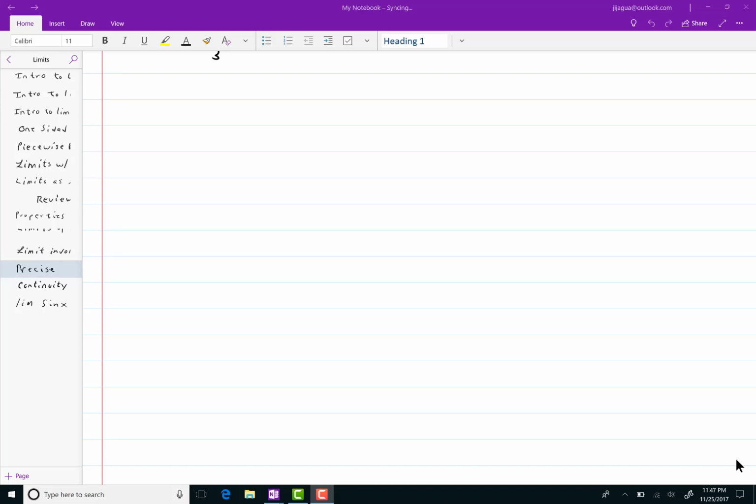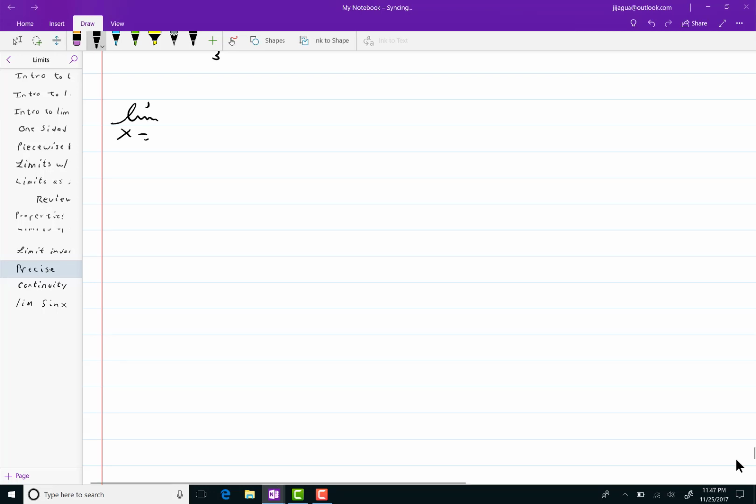As far as precise definitions involving limits, this should be the last one, and I want to define what it means for the limit as x goes to infinity of f of x also equals infinity. So this is a limit at infinity where the limit is infinite.